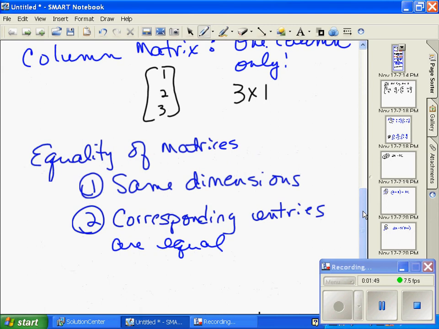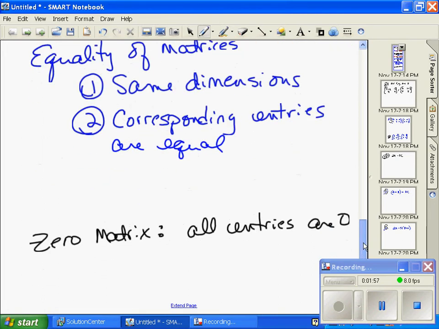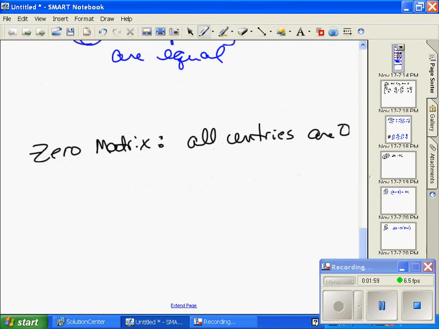Okay, equality of matrices. Two matrices will be equal if, number 1, they have the same dimensions and corresponding entries are equal. And the last one, a zero matrix, just has all zeros. We don't have those very often, but I just thought I'd add it in there.